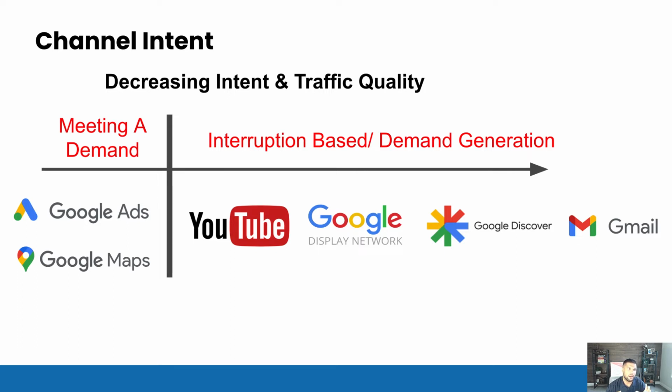And I've broken it up into two separate sections, one of meeting a demand and one of interruption-based advertising. And the intent of the traffic is decreasing as we go to the right. So meeting a demand is where people are coming to you with a need, and you're just simply showing them their ad at the right time, or your ad at the right time. And so this is done on your traditional Google search and Google Maps.